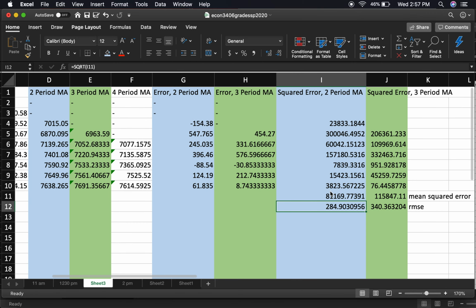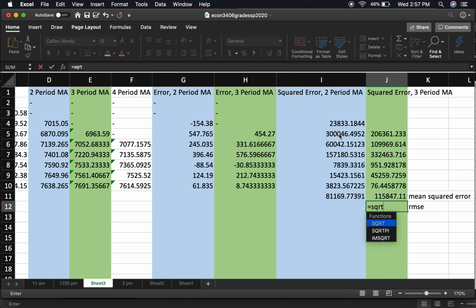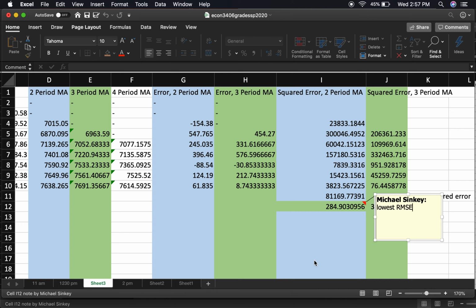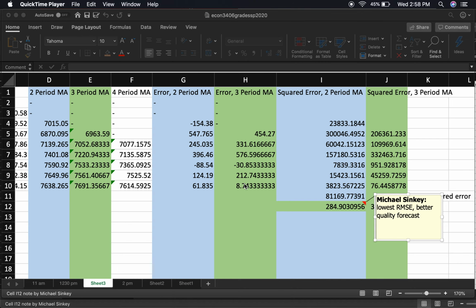It seems like the 2 period does a little better now. If we were to maybe delete this squared error, you could see that it gets a little bit closer if we just evaluate the 2 methods for the periods that we made forecasts. But in general, it seems like the 2 period does a better job. So I can make a note of it. I can say it has the lowest root mean squared error, better quality forecast. Why is it better? We miss by lower amounts. Every forecast miss, we miss by lower amounts.